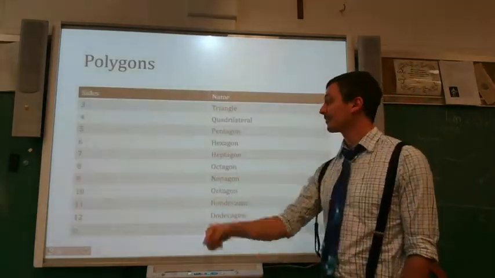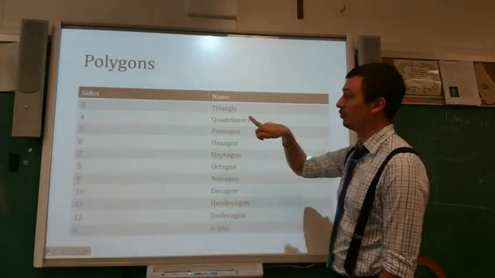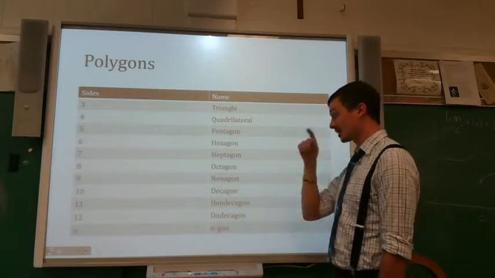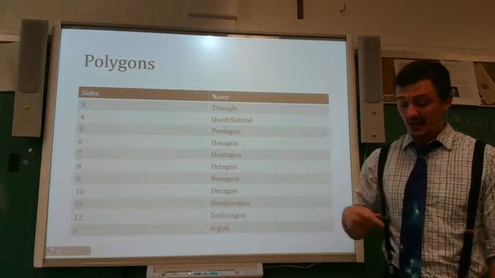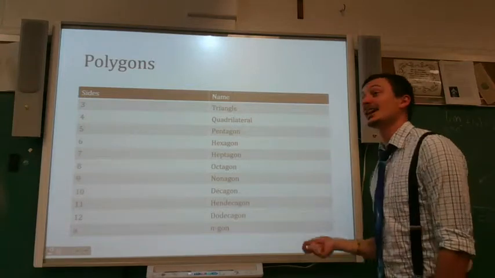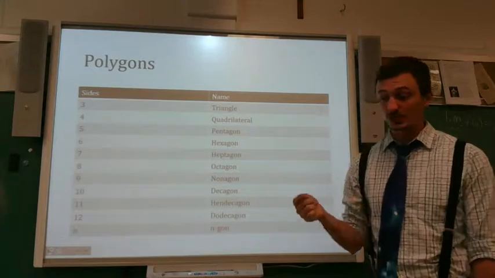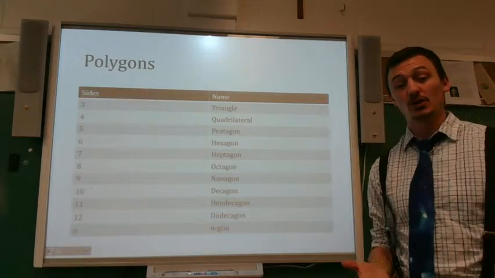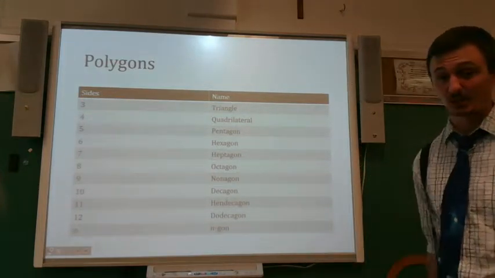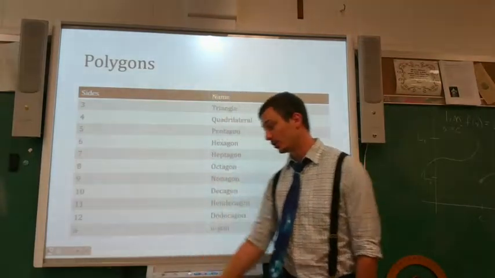These are the names of polygons. If it has three sides, it's a triangle. 4 sides is a quadrilateral. 5 sides is a pentagon. 6 sides is a hexagon. 7 sides is a heptagon. 8 sides is an octagon. 9 sides is a nonagon. 10 sides is a decagon. 11 sides is a hendecagon. 12 sides is a dodecagon. Really anything bigger than that, let's say a 13-sided polygon would be a 13-gon. A 14-sided polygon would be a 14-gon. Things like that. So an n-sided polygon is an n-gon.